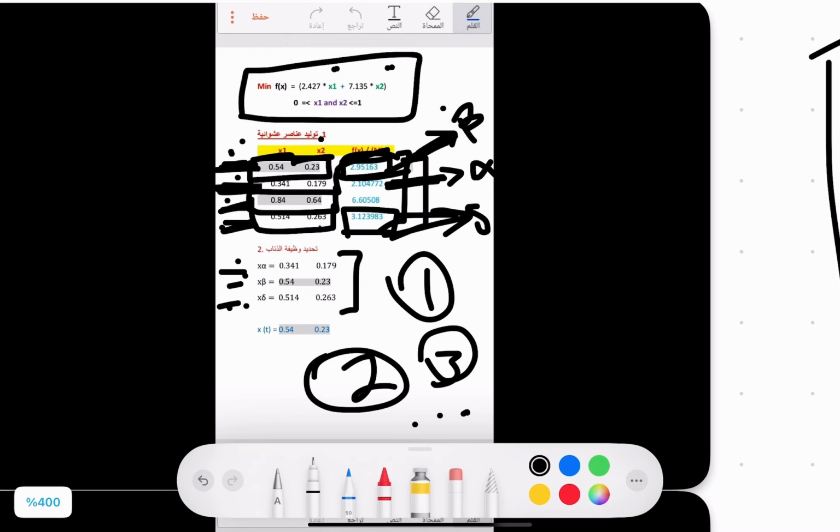X of t will move from the first value to the second value to the third to the fourth. So x of t will start as 0.54, 0.23. That's the first row. In the next comparison, it's going to be the next values of x1 and x2, which will be the second row, and then the x's will be for the third row and the fourth row. And all these are going to be done within the first iteration.